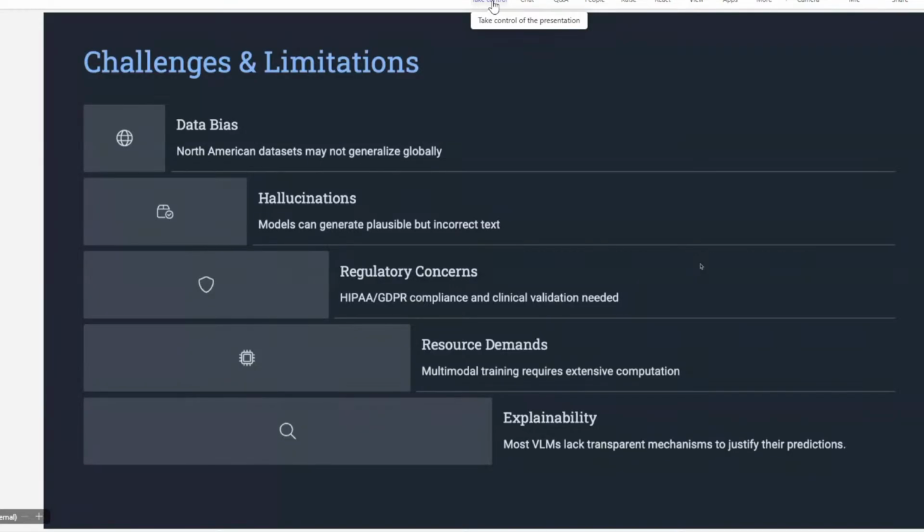And finally, from an explainability point of view, most VLMs lack the transparent mechanisms to justify their predictions. Though explainability is being explored, I would say, in VLMs, where the upcoming recent VLMs do explain their prediction or the reasoning to some degree, but it is not quite there yet to confidently explain the intricate reasonings behind, especially if you talk about medical context.